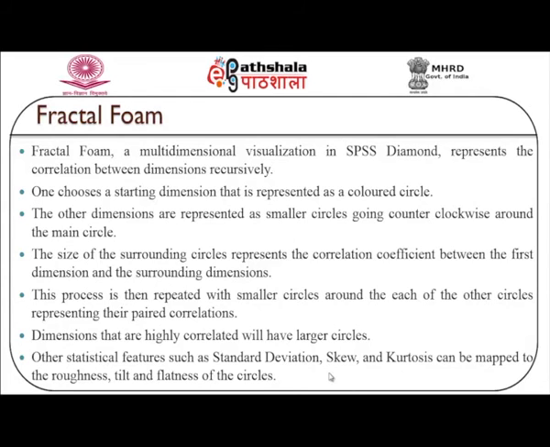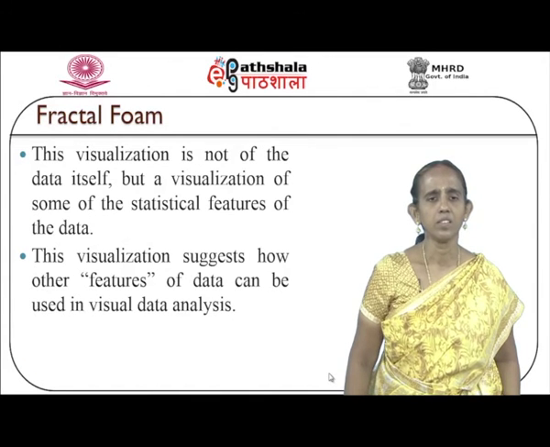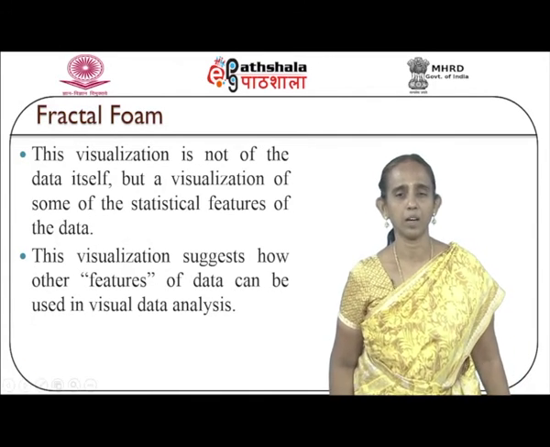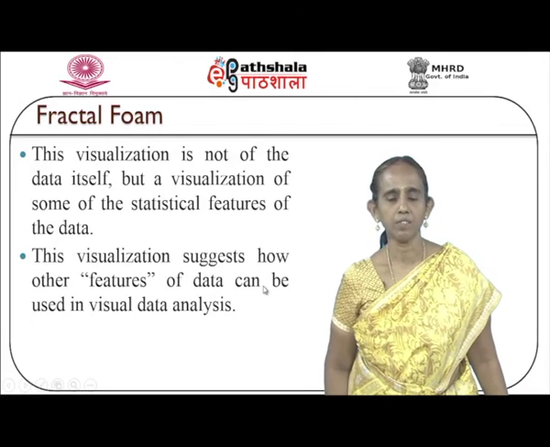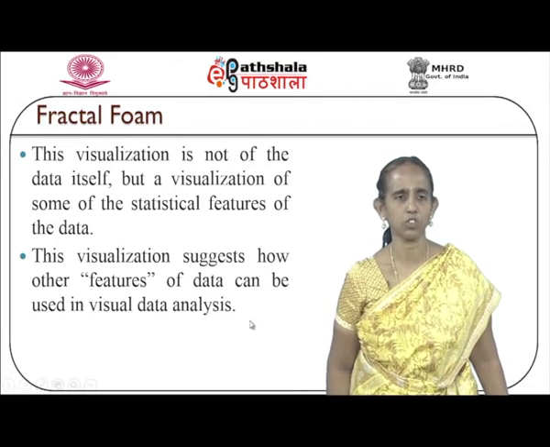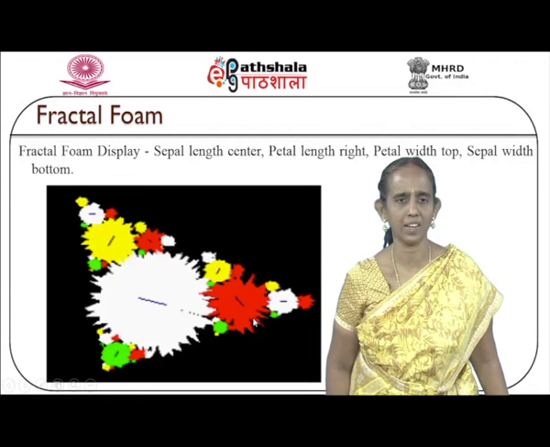This process is then repeated with smaller circles around each of the other circles representing the paired correlations. Dimensions that are highly correlated will have larger circles. Other statistical features such as standard deviation, skew and kurtosis can also be mapped to the roughness, tilt and flatness of the circle. This visualization is not of the data but a visualization of some of the statistical features of the data. The visualization suggests how other features of the data can be used in visual data analytics.